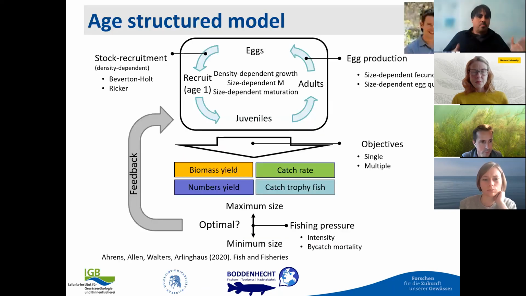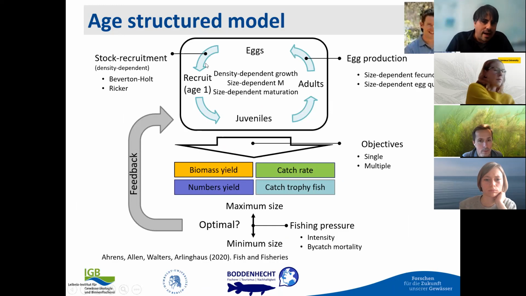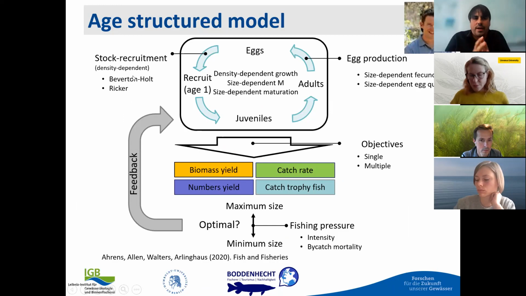To study this, we use classical age and size structured fish population models. It's a single species fish population model that runs through the age classes. It's informed by either a Beverton-Holt or a Ricker type stock recruitment, I'll show you in a minute. We can add size-dependent fecundity relationships that are hyperallometric or not. And we added either yes or no, the presence of size-dependent egg quality benefits.